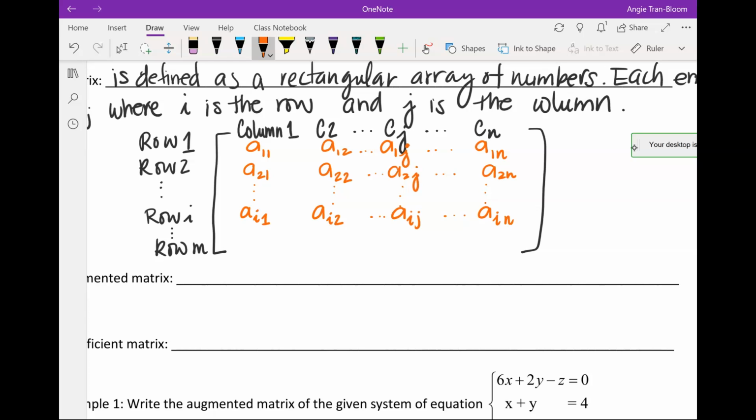Now we have one last row. We call it row M. M and N, just like I and J, we don't know where it is. Okay, so this is going to be A subscript M, 1, A subscript M, 2. Skip a few columns here. A subscript M, J, and the last entry is called what? A subscript M, N. Okay.